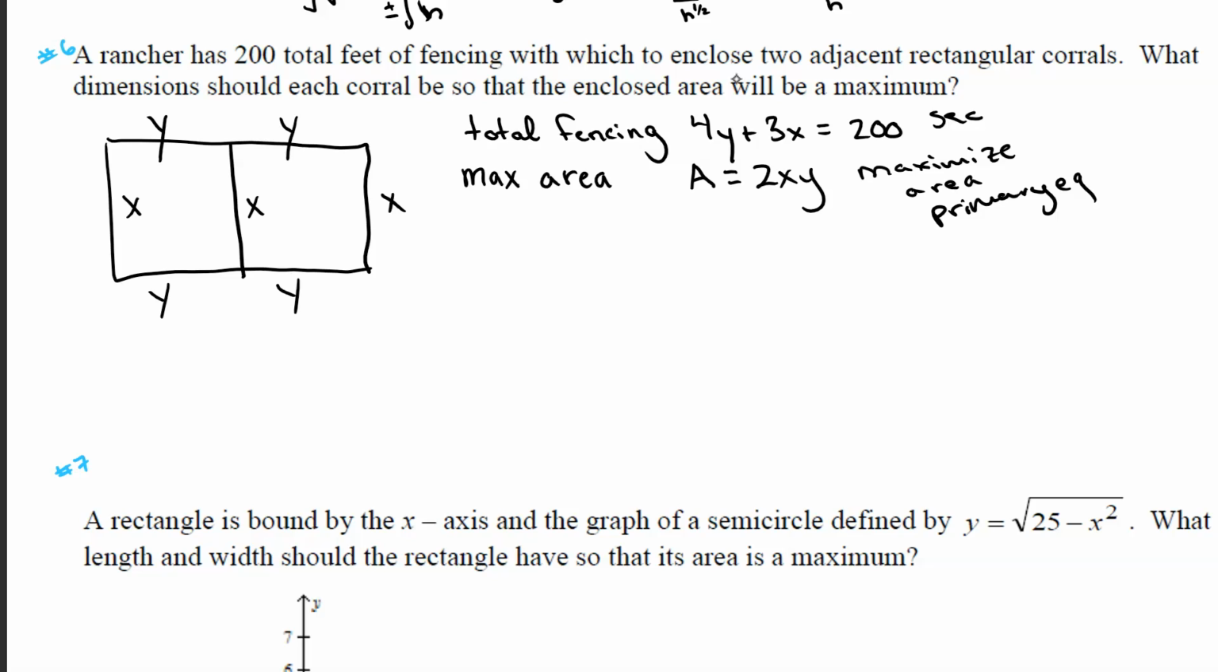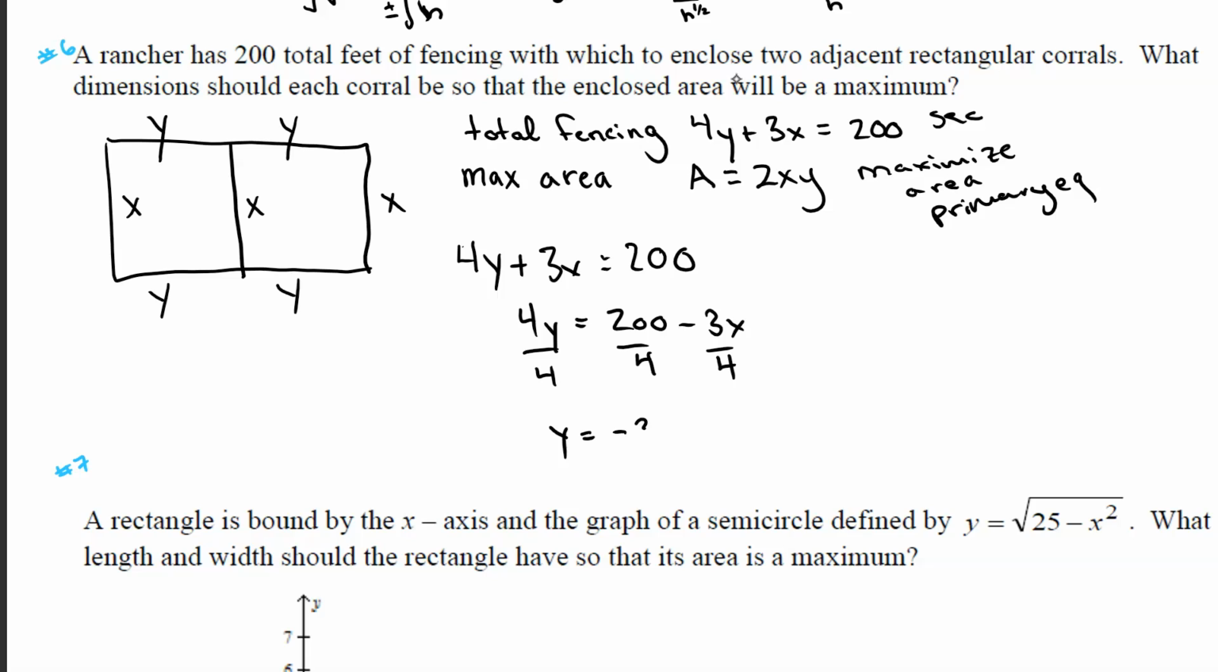I'm going to choose to solve my secondary equation for y. So I've got 4y plus 3x equals 200. 4y equals 200 minus 3x. Divide everything by 4. So we've got y equals negative 3/4 x plus 50.